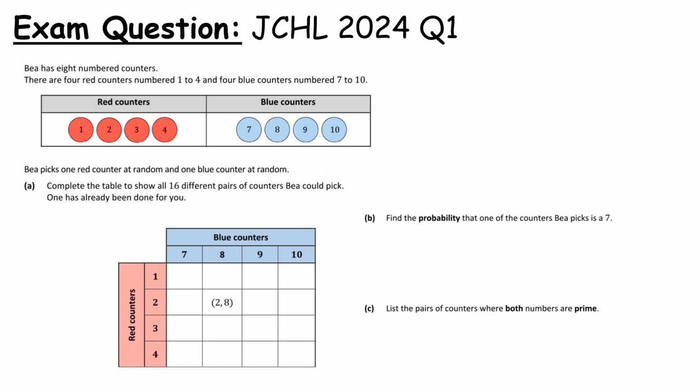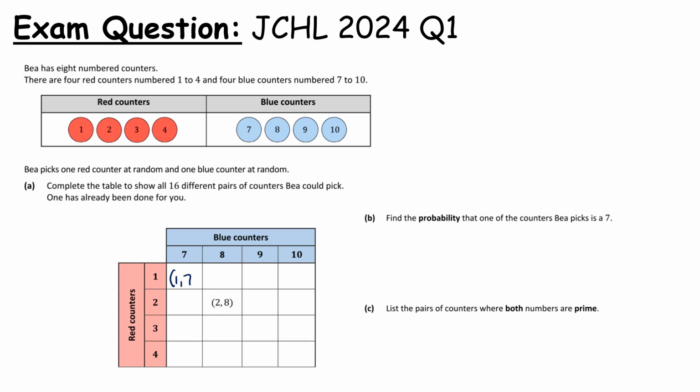So now let's look at question 1 from the 2024 Junior Cycle Higher Level paper. Bia has 8 numbered counters. There are 4 red counters numbered 1 to 4 and 4 blue counters numbered 7 to 10, and we can see them directly underneath. She picks 1 red counter at random and 1 blue counter at random. Complete the table to show the 16 different pairs of counters Bia could pick, one of which is already done for you. So it's really important that we follow the same format that they've used. So we can see the one they filled in. They filled in the red counter, so from the left and then from the blue. So we're going to do that in that order, red and then blue.